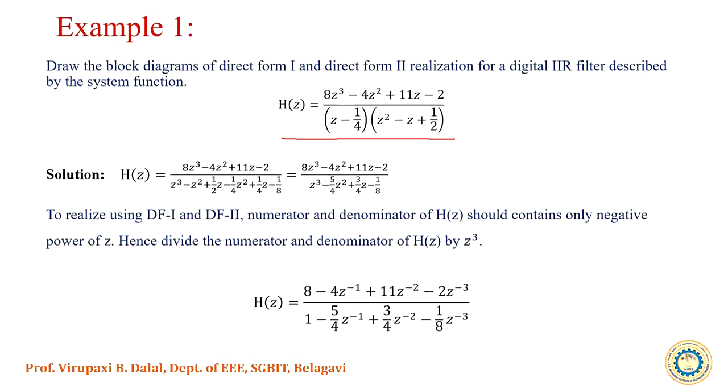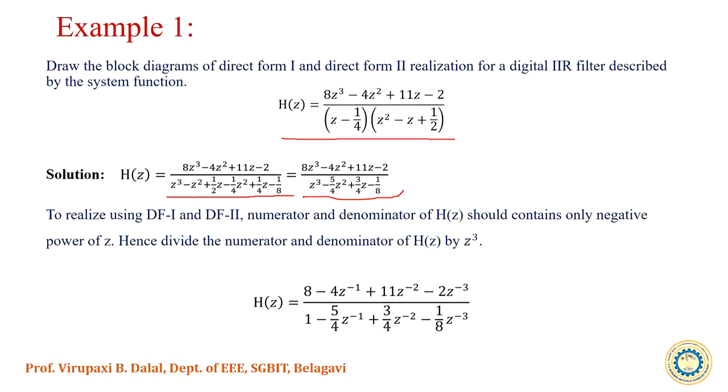First simplify the given expression. We can write it as, the numerator will be as it is, and in the denominator open the bracket and simplify. We'll get z^3 - z^2 + 1/2 z - 1/4 z^2 + 1/4 z - 1/8. Simplify it further, we'll get (8z^3 - 4z^2 + 11z - 2) divided by (z^3 - 5/4 z^2 + 3/4 z - 1/8).